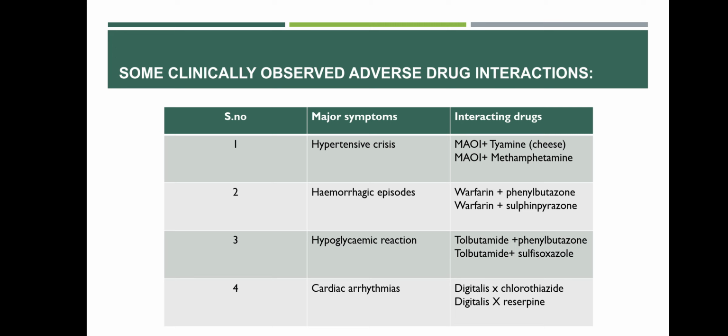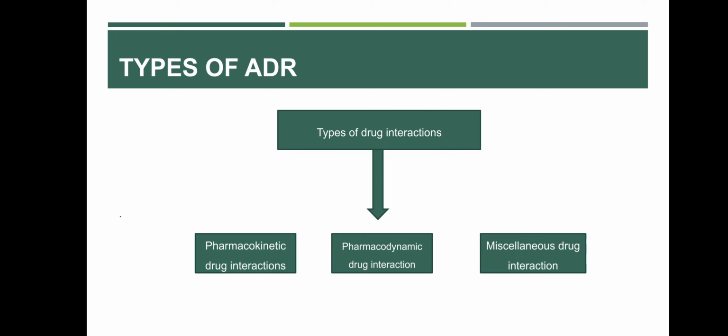The interacting drugs and the major symptoms: MAO inhibitors with tyramine lead to a hypertensive crisis. Hemorrhagic episodes take place when we use warfarin with phenylbutazone, and if tolbutamide and phenylbutazone are used in combination, it will lead to hypoglycemic reactions. So these are some of the adverse drug interactions.